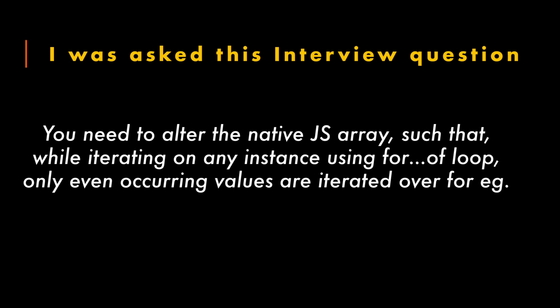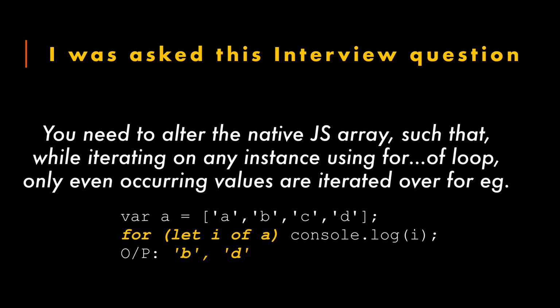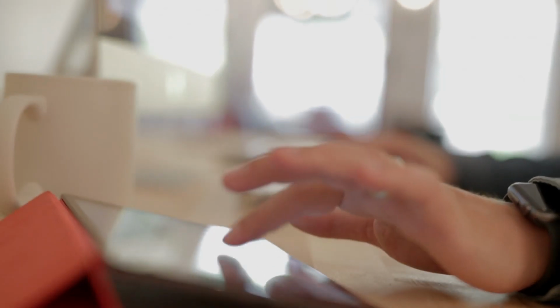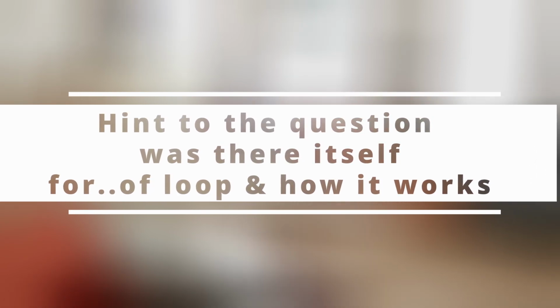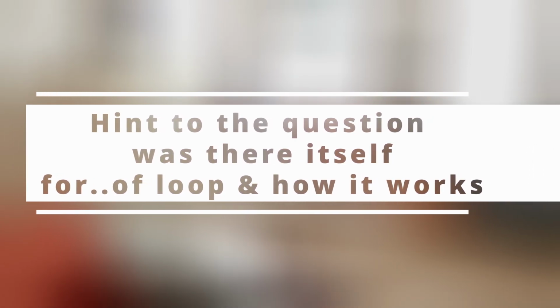So a while back I was asked this question in an interview: you need to alter the native JS array such that while iterating on any instance using a for/of loop, only even occurring values are iterated over. At that time I was not able to do it, but after coming back home and searching for the answer, I found that the hint was already present inside the question, and the hint was the for/of loop.